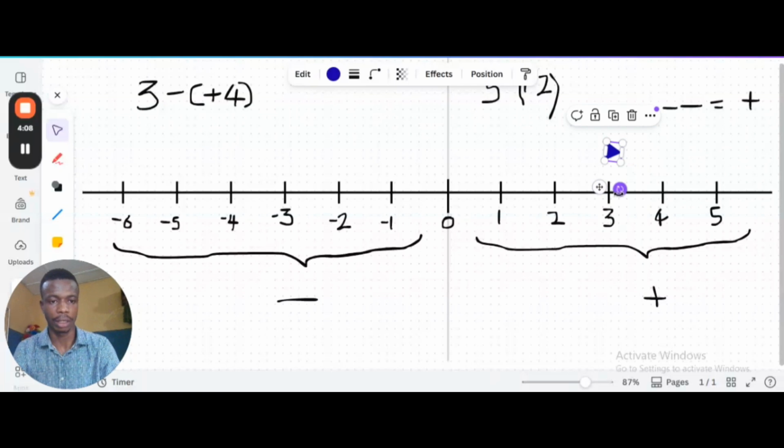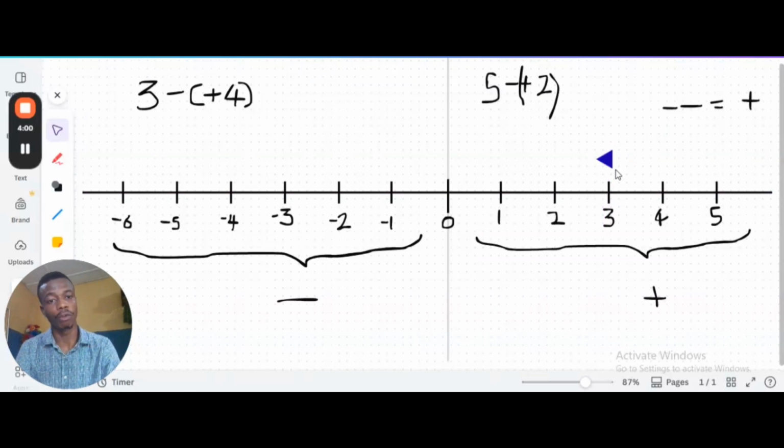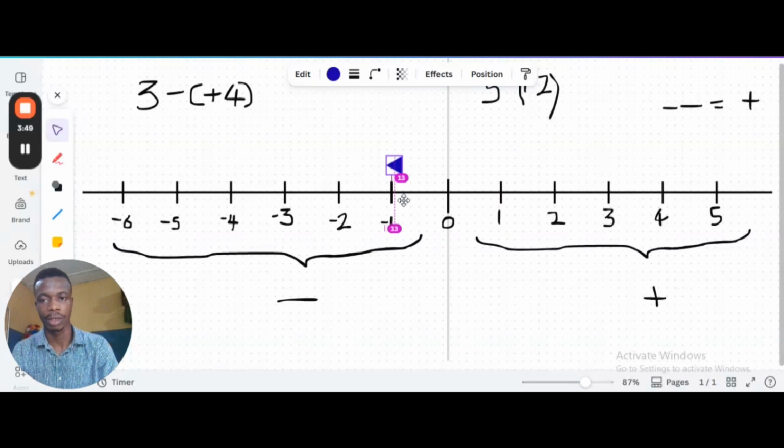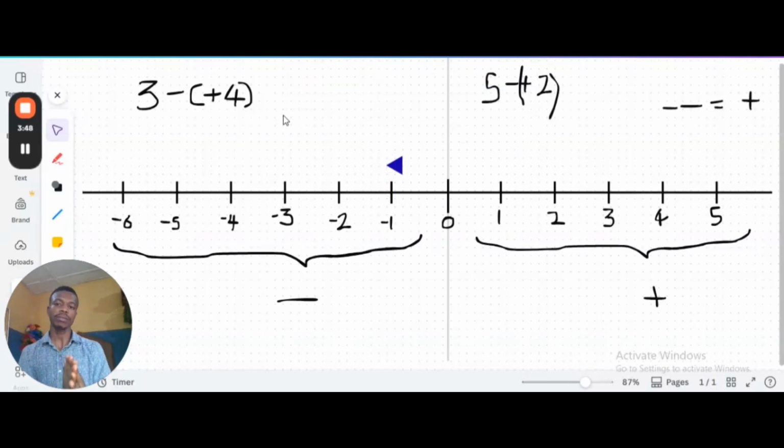Okay, but since this is 3 minus, minus would be face negative direction, 3 would face here. Now plus 4 would mean go forward 4 times. Since 3 is facing here, going forward would be like this. So going forward 4 times would be 1, 2, 3, 4. The answer would be minus 1. So 3 minus plus 4 would be minus 1.